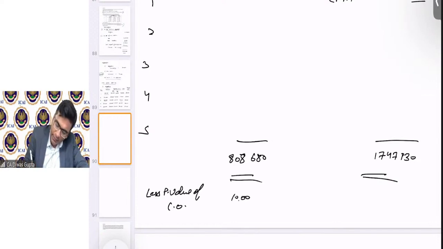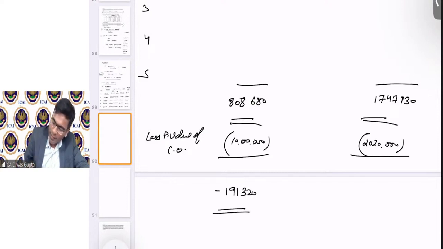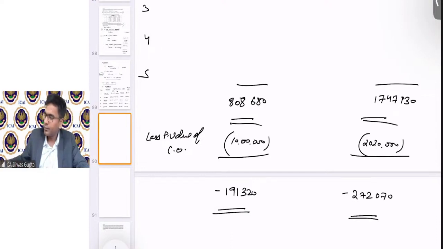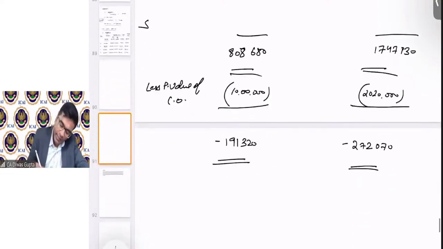In this case, it is 10 lakhs. And in this case, it is 20 lakh 20,000. Correct? So the net amount is minus 1 lakh 91,320. Here it is minus 2 lakh 72,070. Now, our conclusion, whether you upgrade the existing machine or whether you replace it with the new machine, in both cases the NPV is coming out negative. So that means there is no need to upgrade or to go to the new machine. We can continue with the existing machine.